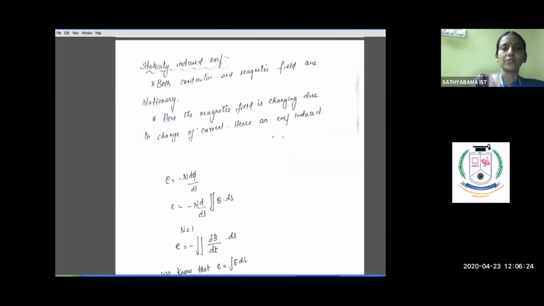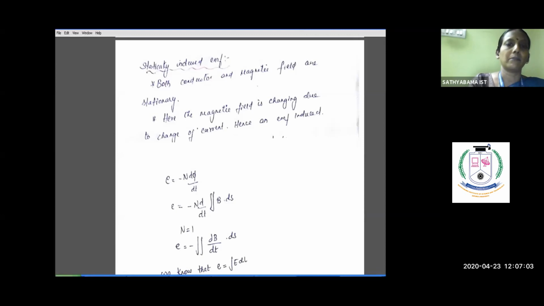So we'll go for statically induced EMF. In statically induced EMF, both the conductor and the magnetic field are stationary. You will have a question: if both are stationary, how can there be a change in flux? The answer is that the current passing through your coil should keep on changing. Changing current can be given only with the help of an alternating source. Whenever your coil is connected to an alternating current, the flux also changes with respect to current. When there is a change in flux, voltage is automatically induced here.